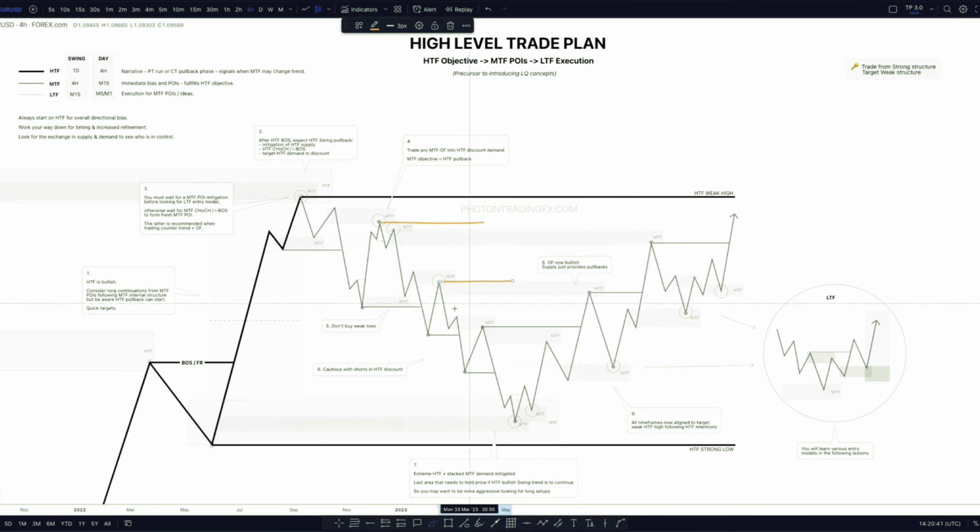Well, this becomes our new strong M15 high that took out that low. This becomes our new M15 low. So this is the range we're within. Okay, not that one. So now what could you do? Well, your immediate bias is bearish for the M15. So wait for price to come into your M15 supply zones and drop down here.